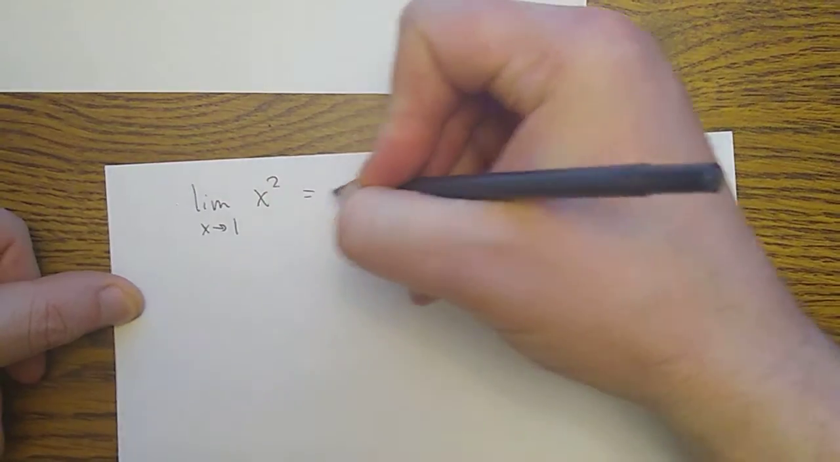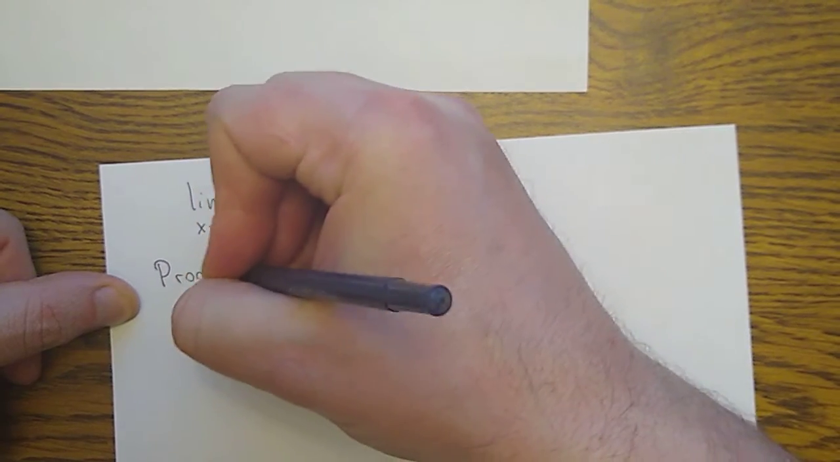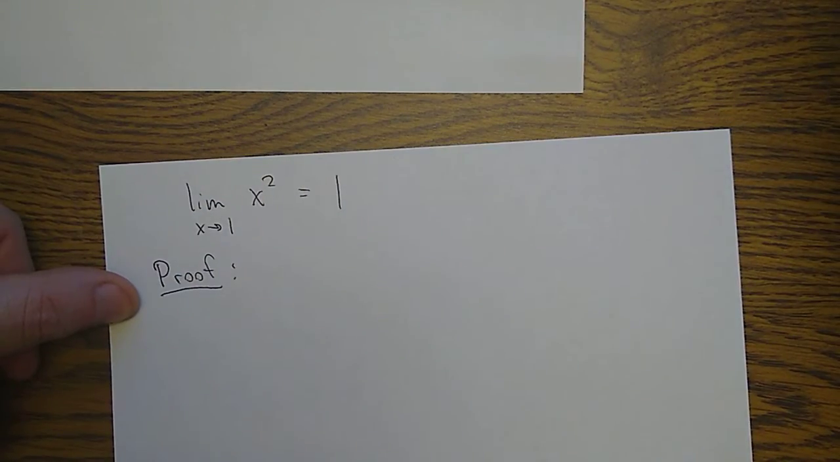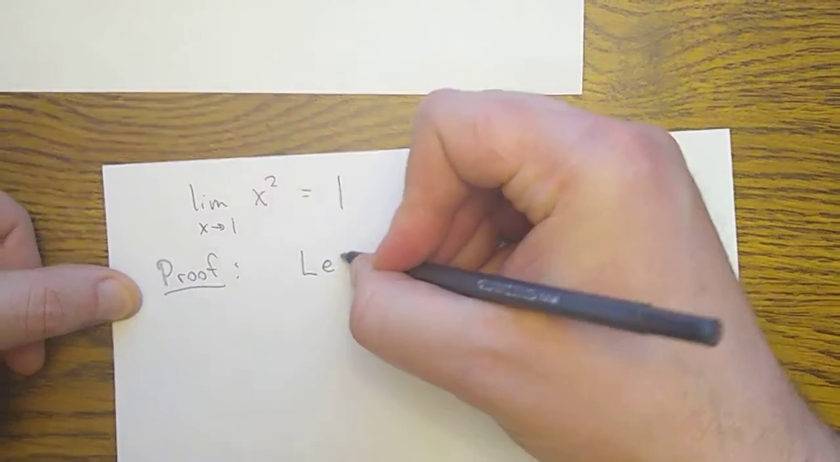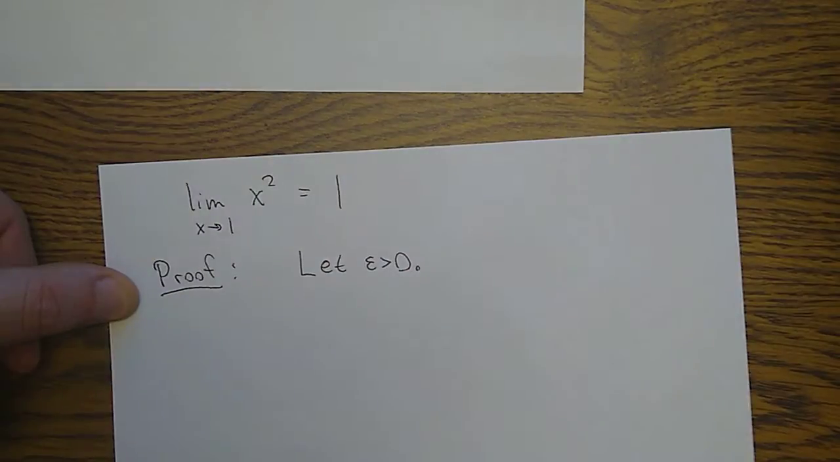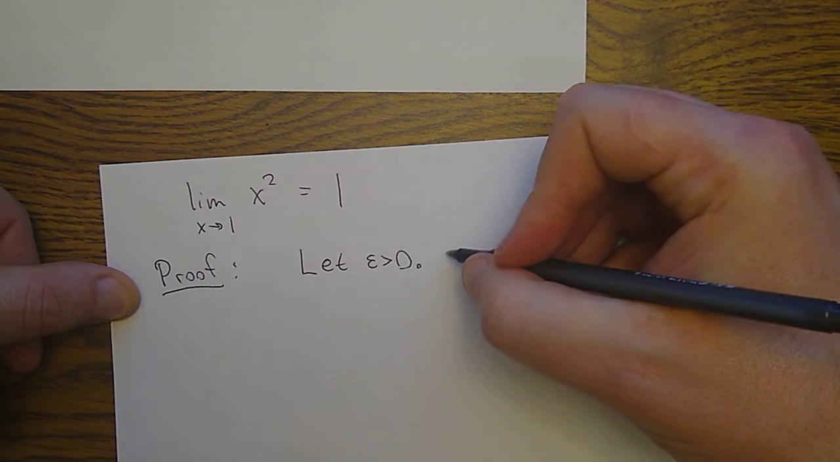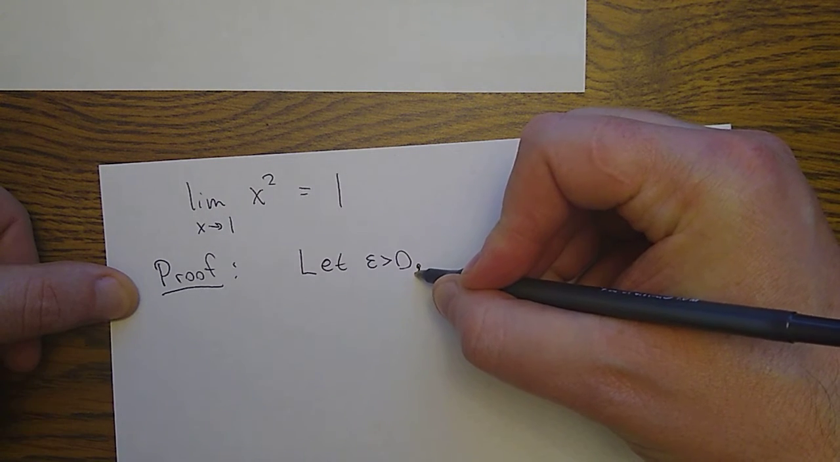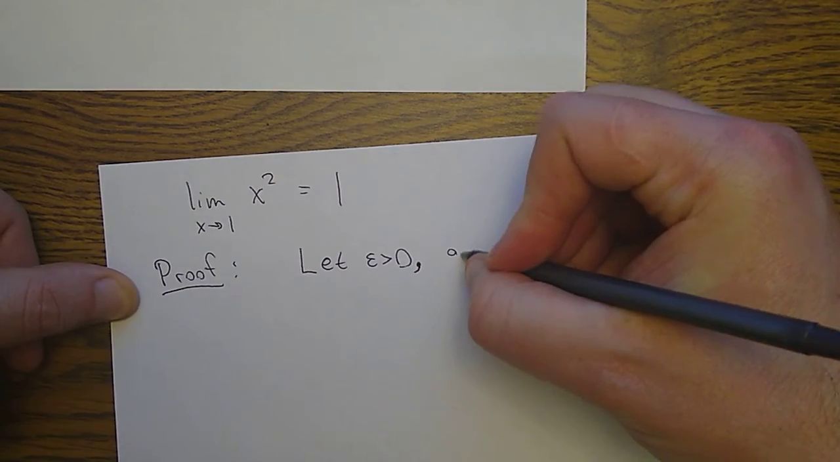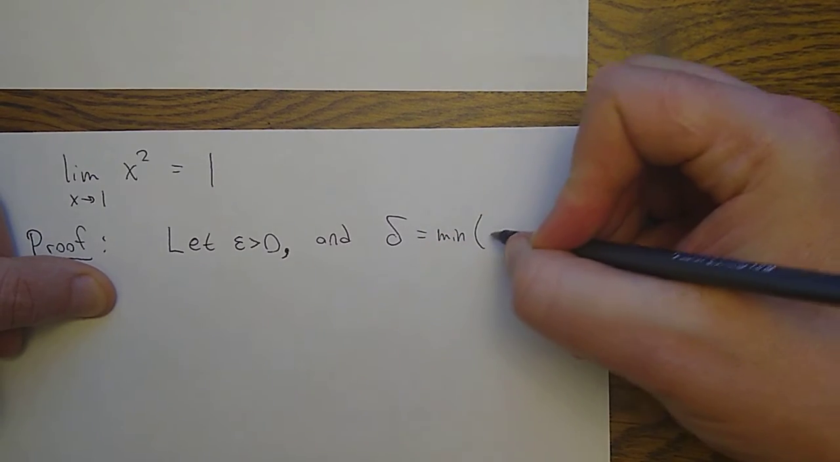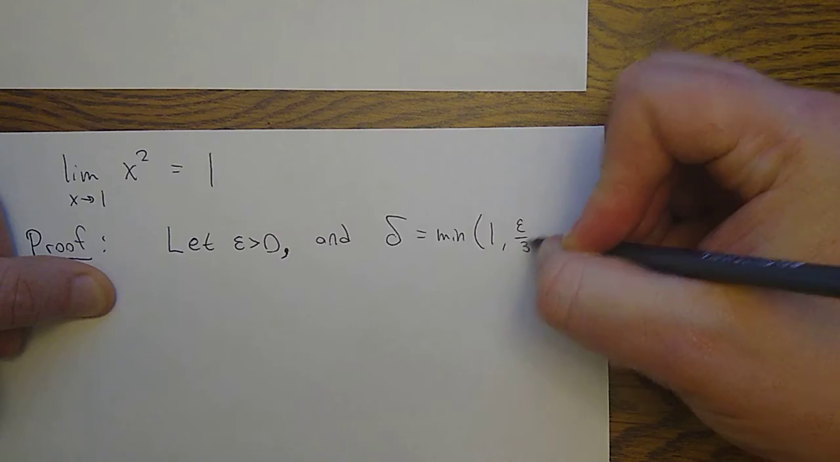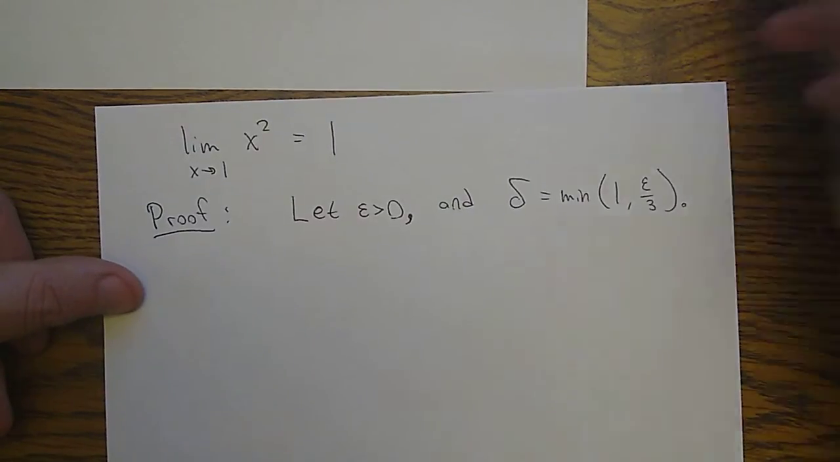Once again, what are we proving? I'm proving this limit. And my proof is, all of these proofs start with the same sentence, let epsilon be greater than 0. Well, okay, it doesn't have to be a complete sentence. I'm going to write a comma, and delta be min of 1 epsilon over 3.